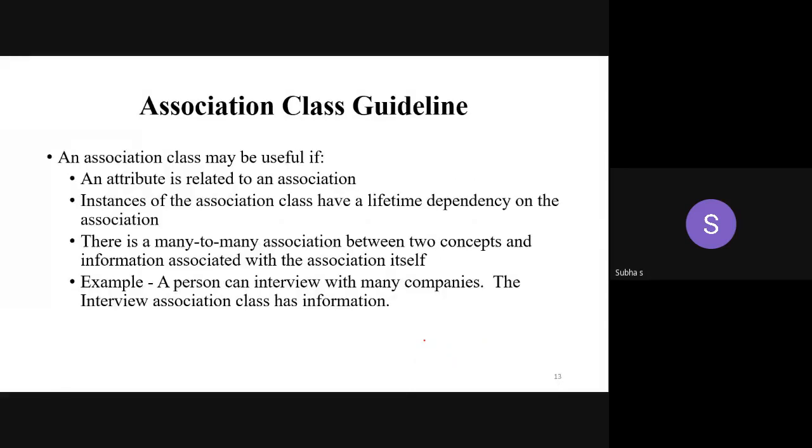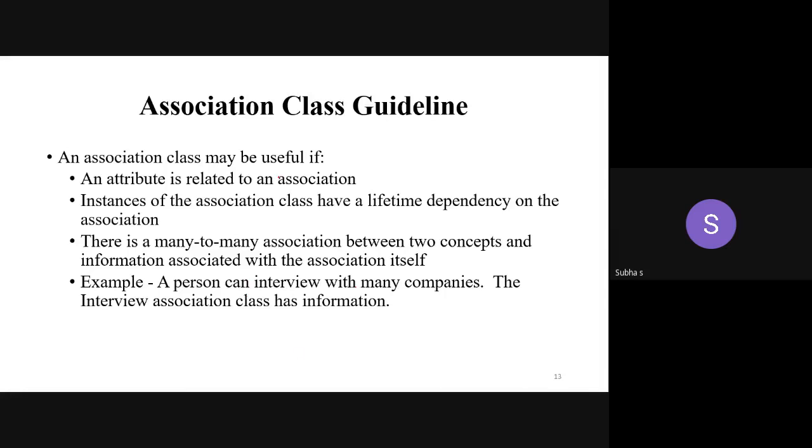What are the guidelines to be followed for an association class? I can't give an association class for any attribute, as said earlier. I can't give it for roll number, register number, etc. It may be useful only if an attribute is related to an association. If I want to access the mail IDs, which mail ID can I give? Otherwise, I can go for the association class. I can pick any one value.